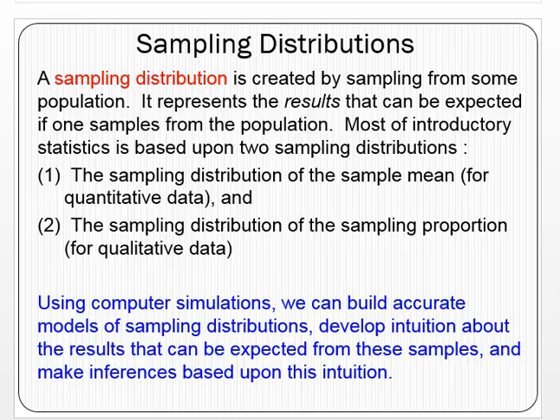Most introductory statistics is based on two sampling distributions. The sampling distribution of the sample mean, called the sampling distribution of the mean, which is for quantitative data, and the sampling distribution of the sample proportion, or the sampling distribution of the proportion, as it's called, which is for qualitative nominal data. Using computer simulations, as we'll do here in a few minutes, we can build accurate models of sampling distributions, develop intuition about the results that can be expected from these samples, and then make inferences, make guesses about the population based upon this intuition.